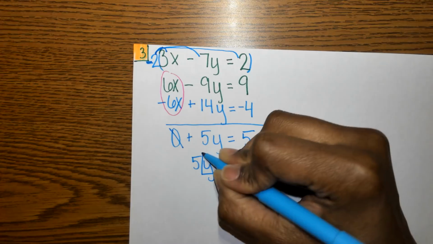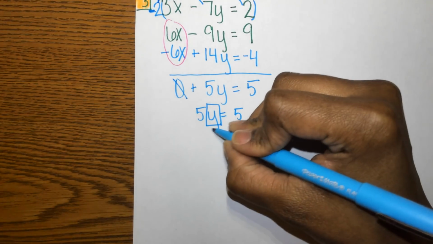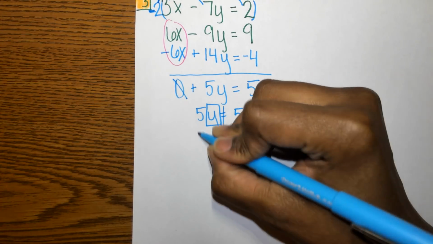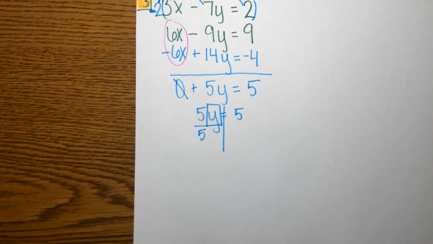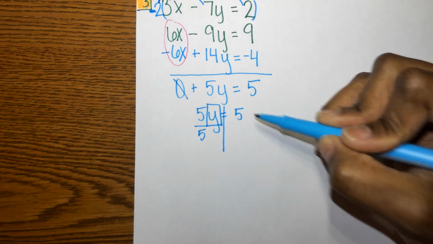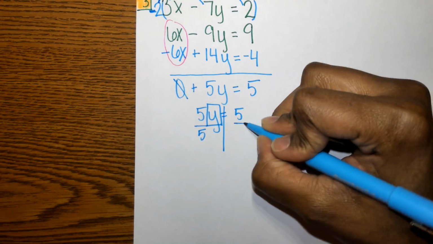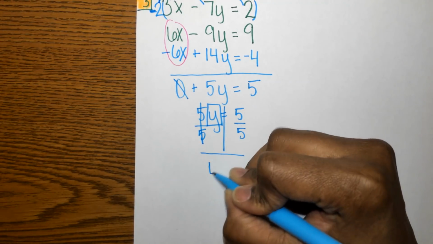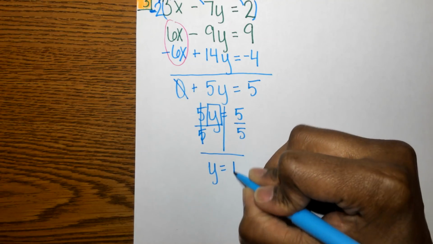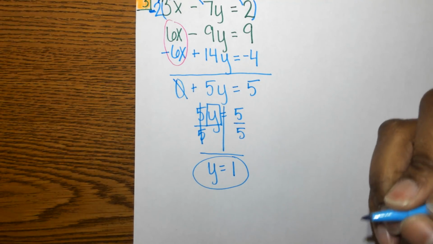And I'm trying to get the y by itself. To do that, I need to divide by 5, because what I have here is 5 times y equals 5. So to cancel out multiplication, I divide. If I divide on the left, I need to divide on the right. When I do that, those cancel each other out, and I'm left with y equals 5 divided by 5, which is 1. So I've got my y value first this time, so I'm still going to need my x value.